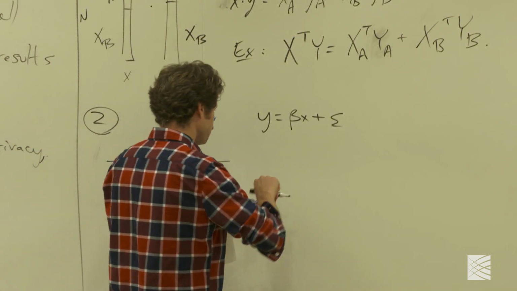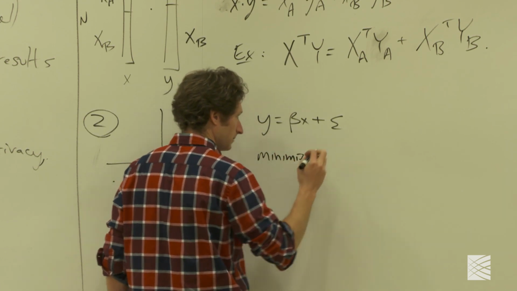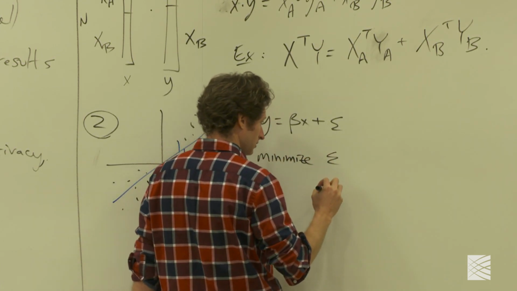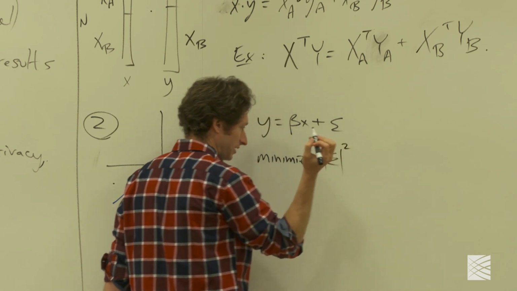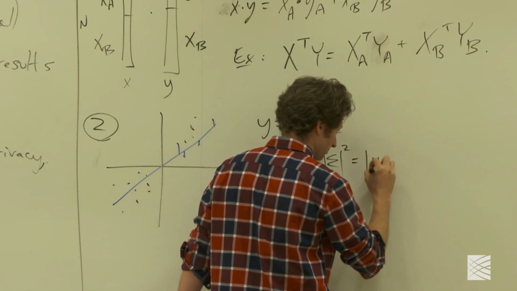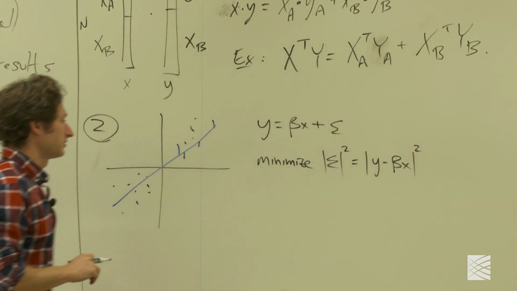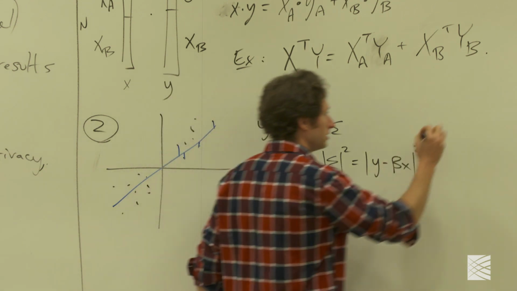So what does that look like? We want to minimize epsilon, or its length rather, or its squared length. But epsilon we can think of as y minus beta x squared. That's our goal. How do we do it?